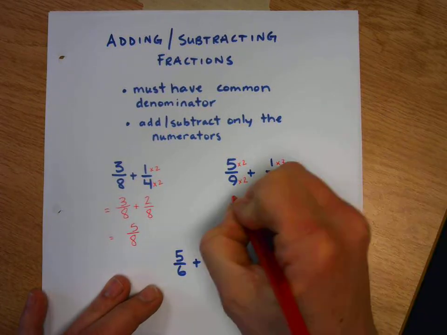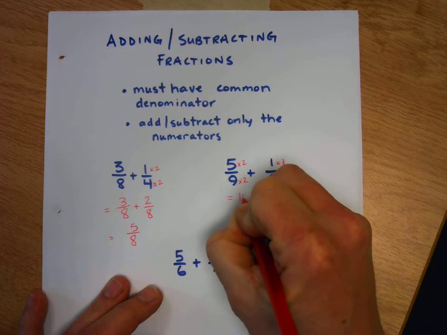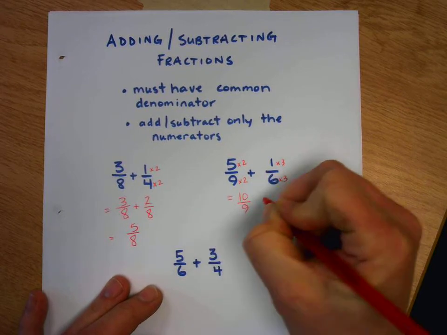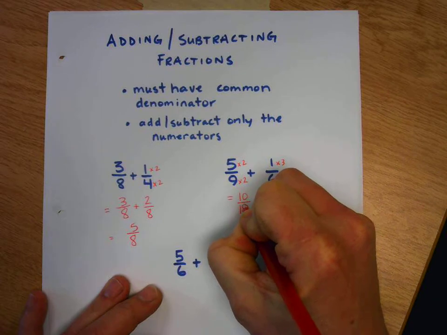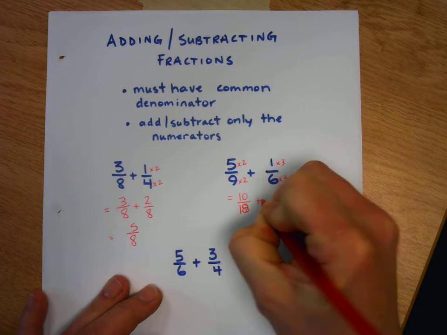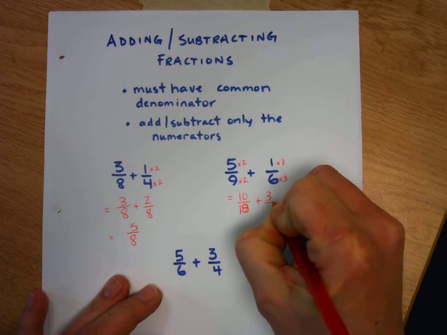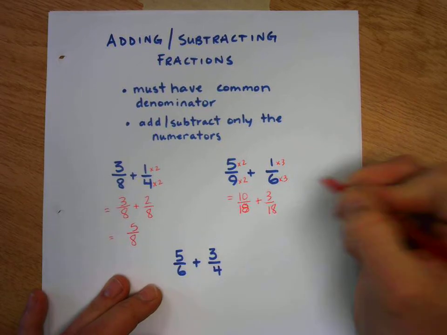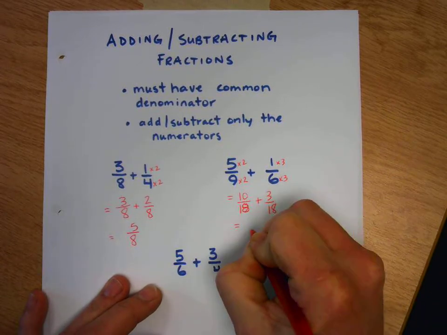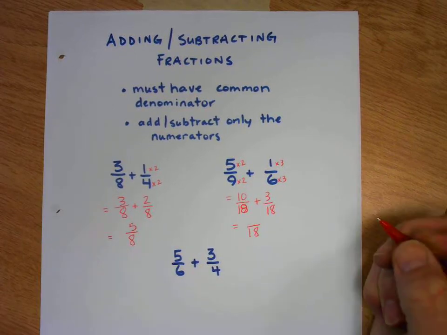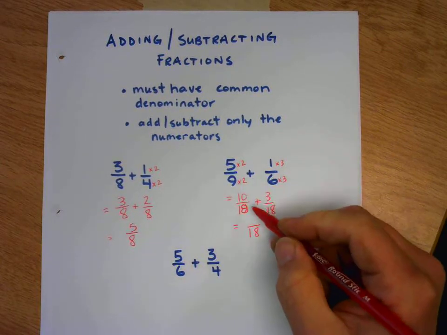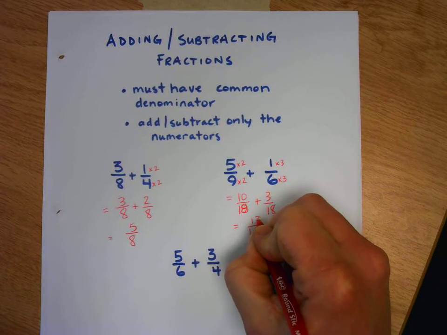We will rewrite the number sentence to give us 10 over 18, my apologies, plus 3 over 18. 18 is the common denominator, it will go to the answer, and simply 10 plus 3 is 13.